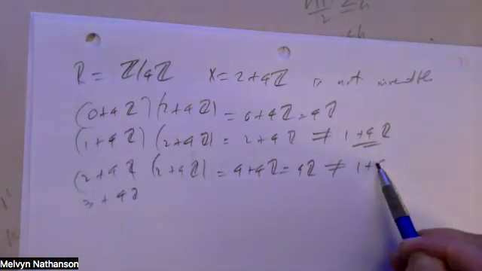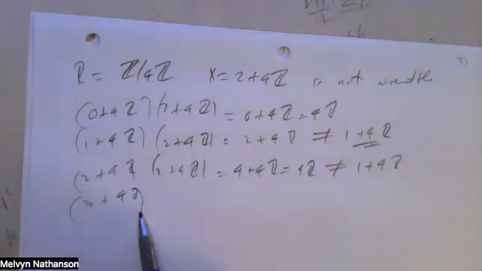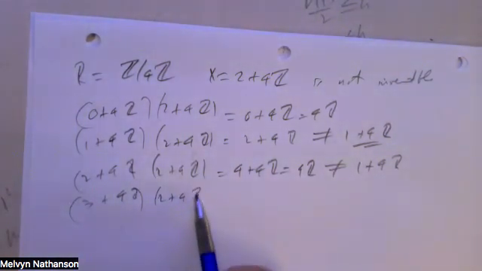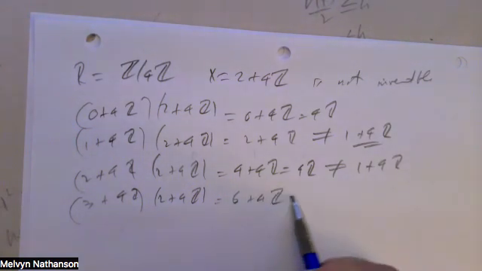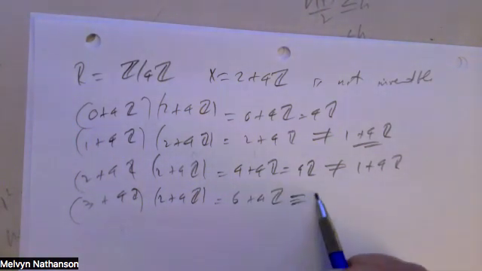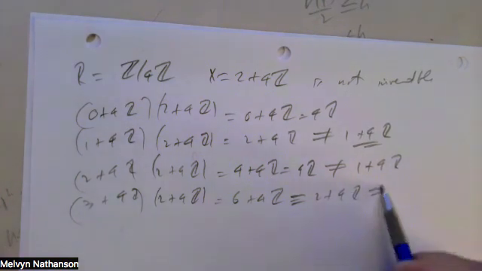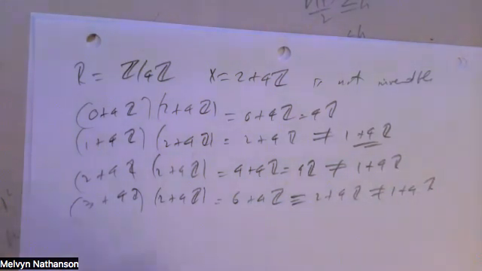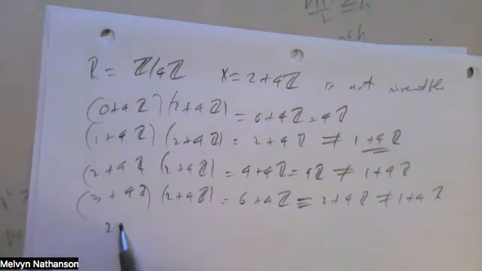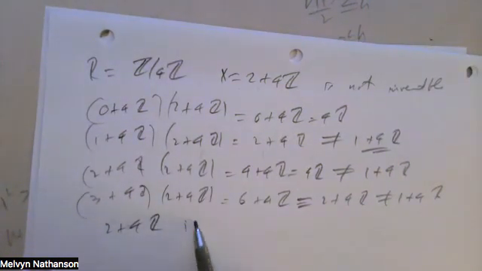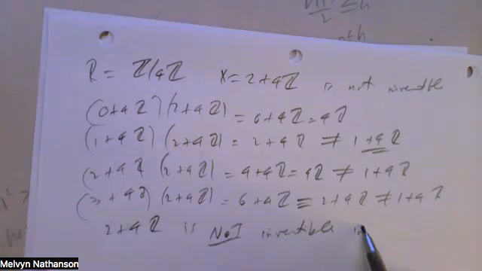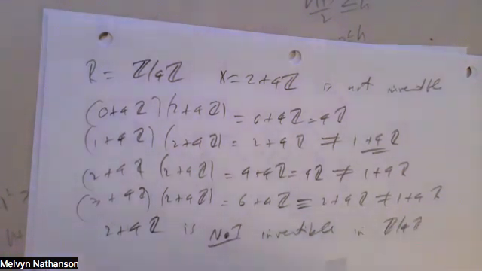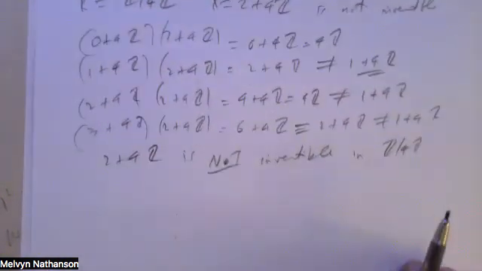2 plus 4Z times 2 plus 4Z is 4 plus 4Z, which is the same as 0 plus 4Z. Again, that's different from the congruence class of 1. And 3 plus 4Z times 2 plus 4Z: 3 times 2 is 6, and 6 is the same as 2 mod 4. Again, that's not 1 plus 4Z. So 2 plus 4Z is not invertible in Z mod 4Z. It's not invertible.